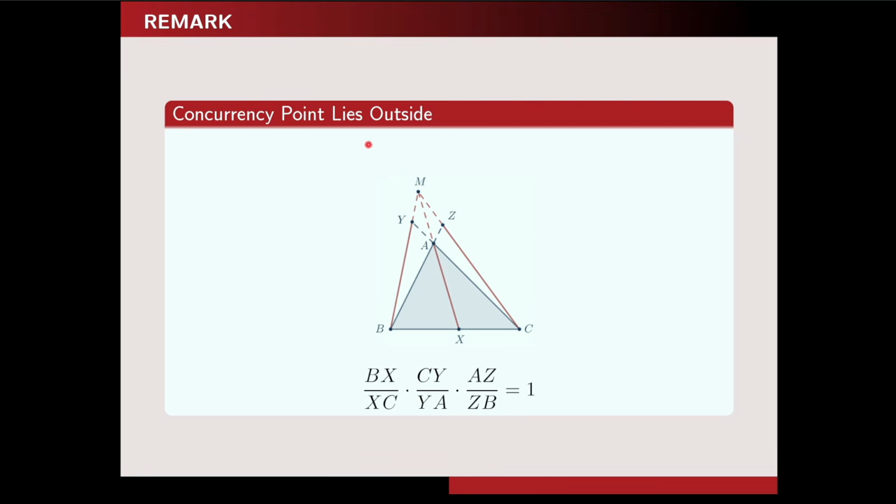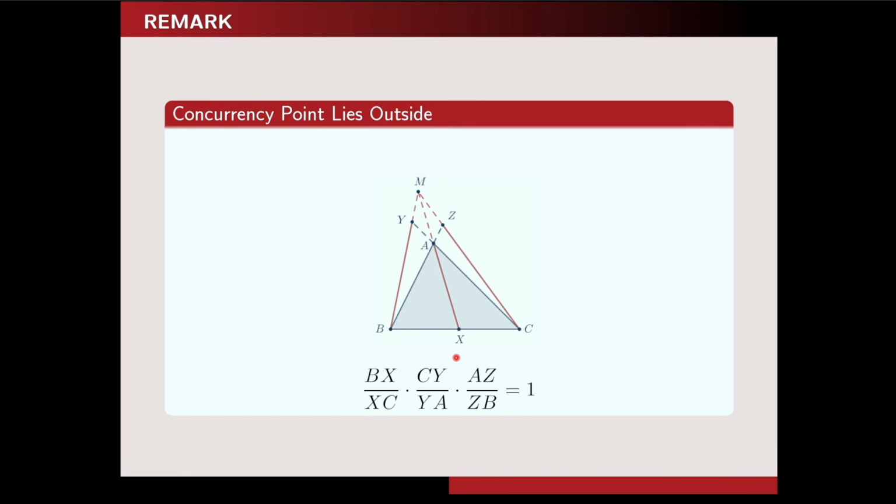Okay, so you see that this is different. For example, BX over XC is the same thing we had in the original version, but CY over YA, these are different because CY is this length over YA, which is this length. And AZ, which is this length, divided by ZB, which is this length. So here I want to show that still this is the same.